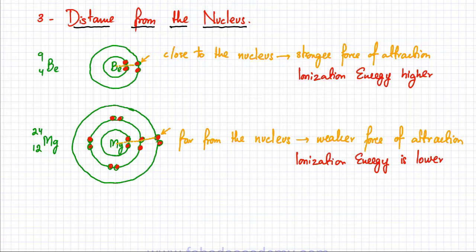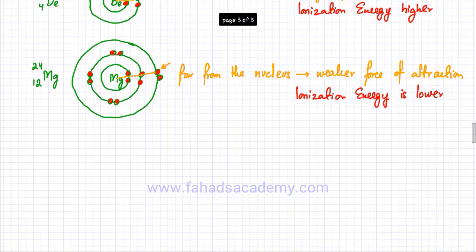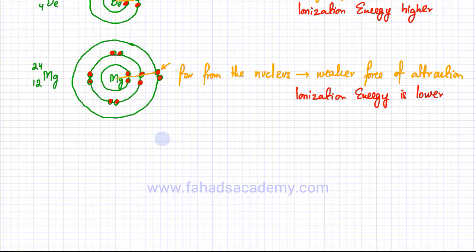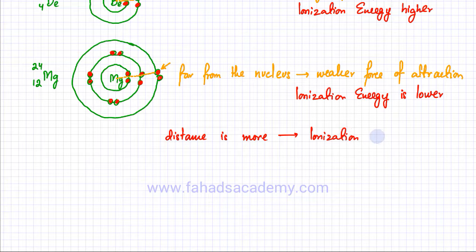And we can sum this up: if an atom is further away from the nucleus and there's more distance, so if distance is more, then that would mean that the ionization energy is less. So you'll have lesser ionization energy, and vice versa.